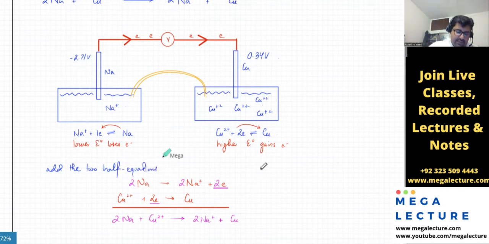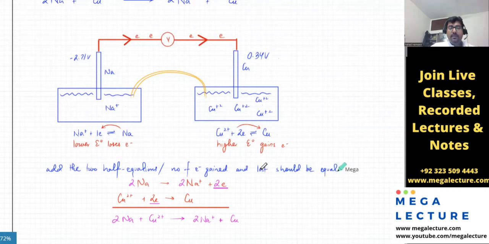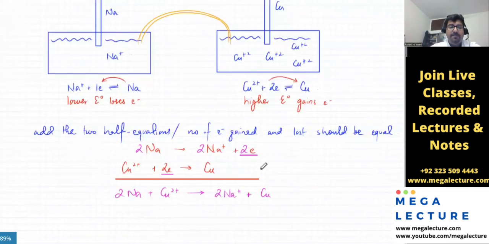And you make sure that the number of electrons gained and lost are equal. They should be equal. The number of electrons gained and lost have to be equal.